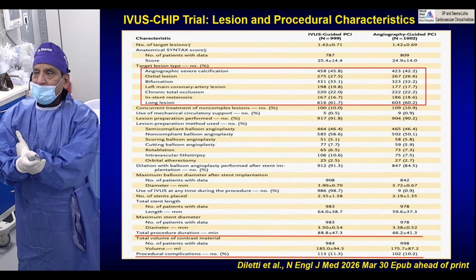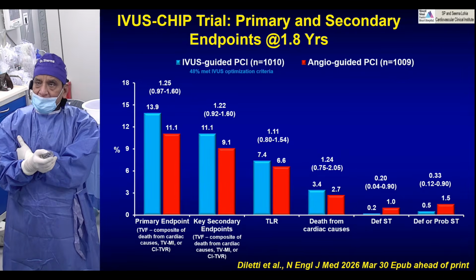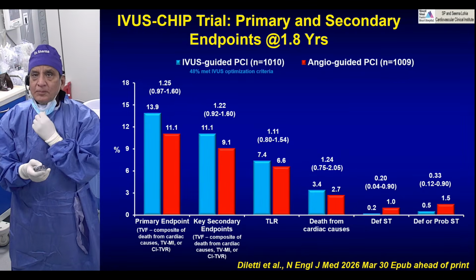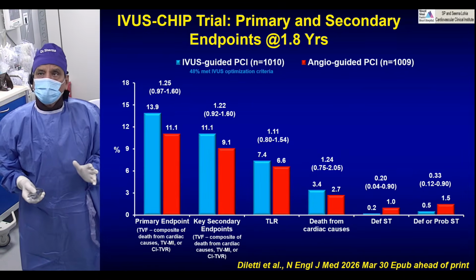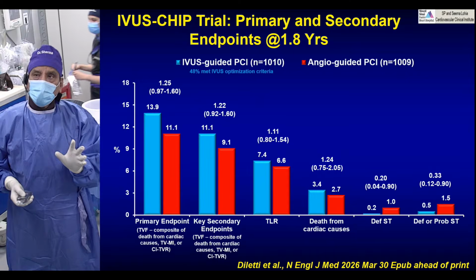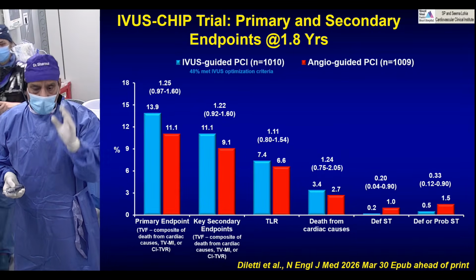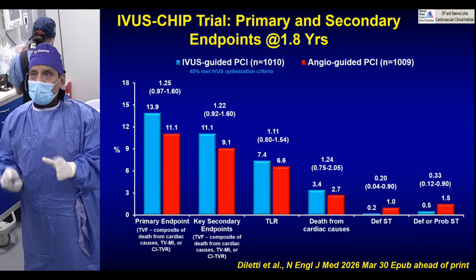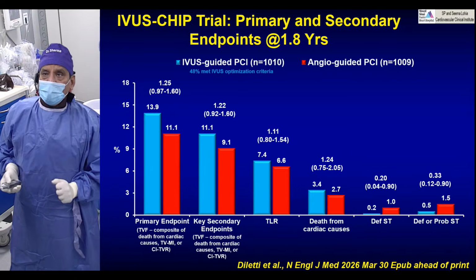All the procedural complications were identical, about 10%. And what is the end result? So first thing is, in IVUS guided PCI, the IVUS optimization criteria were obtained in 48% of cases. This is nothing new for this trial. Most trials have shown half and half, that no matter how good you do, optimization occurs in only half of the cases because of various factors. And I'll come back to that a little later.